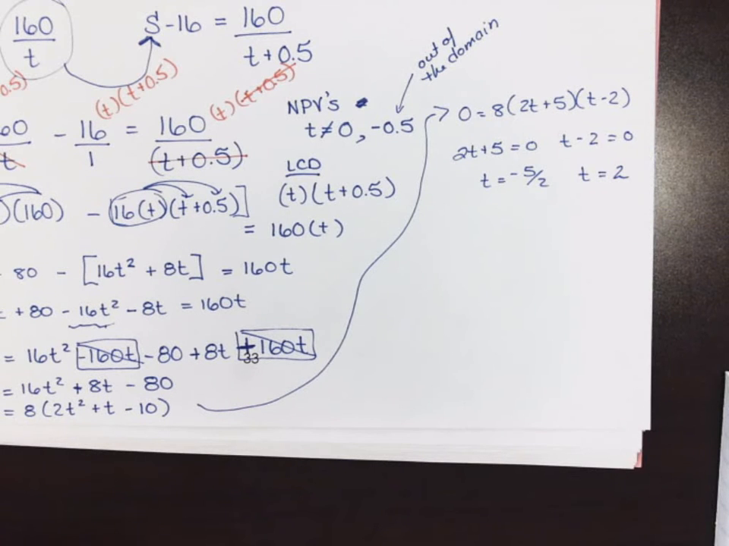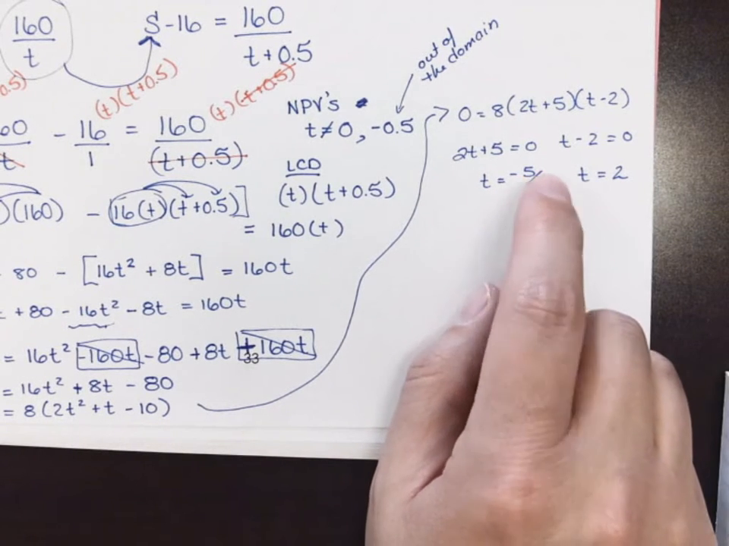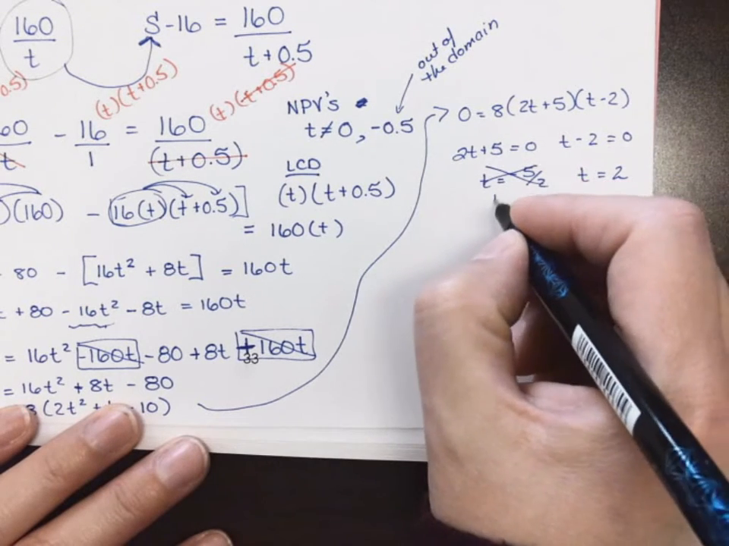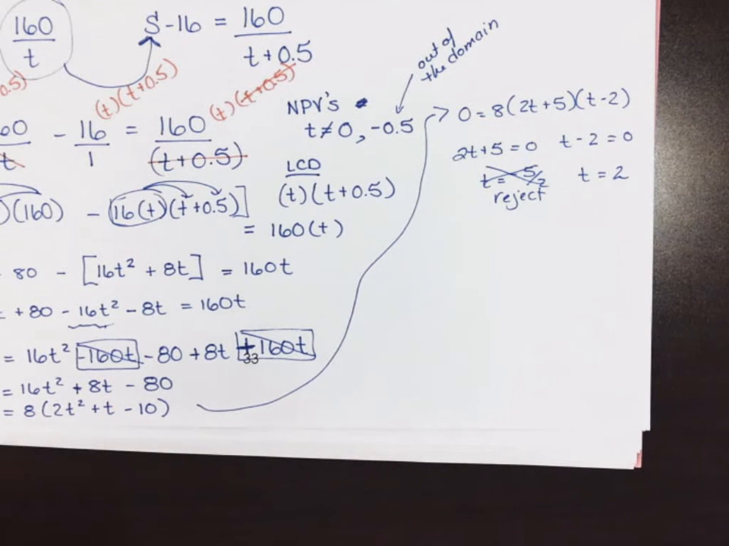Okay. So the first thing I want to do is, what do I want to check? I've got to check against my non-permissible values. So my NPVs were 0 and negative 0.5. So that's good. But what did I also want to check against? If it's reasonable, right? t represents time. So is a negative time reasonable? So what are we going to do? We're going to reject that one. Okay, so t is 2.